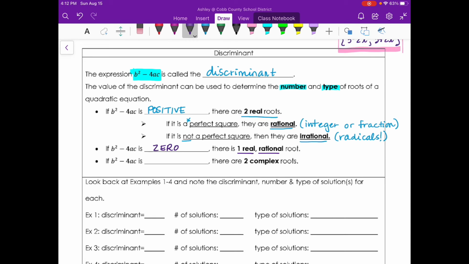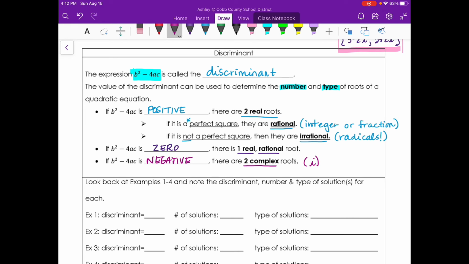Finally, if we have a negative number for the value of our discriminant, this is when we'll get two complex roots. And remember, complex means that it has an imaginary part with it. And the reason is because if you have a negative inside of your radical, you're going to simplify that using an i. Okay, so those are the types of outcomes that we could have with our quadratic formula problems, and we can use the discriminant to predict the outcome before we even start.